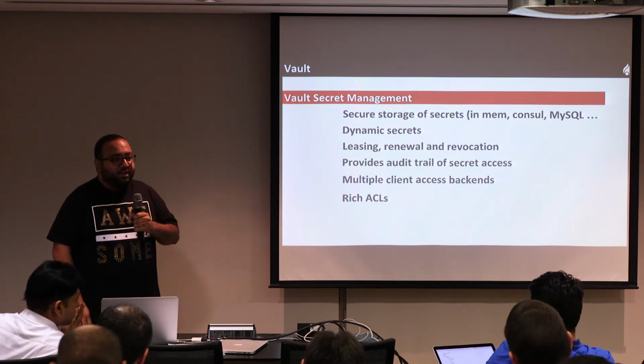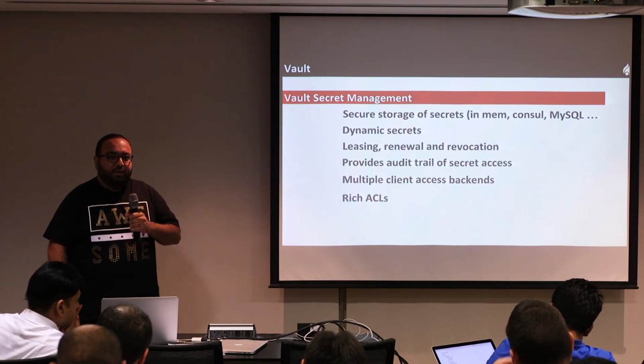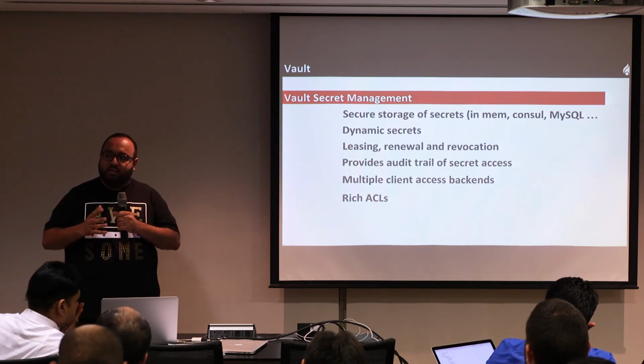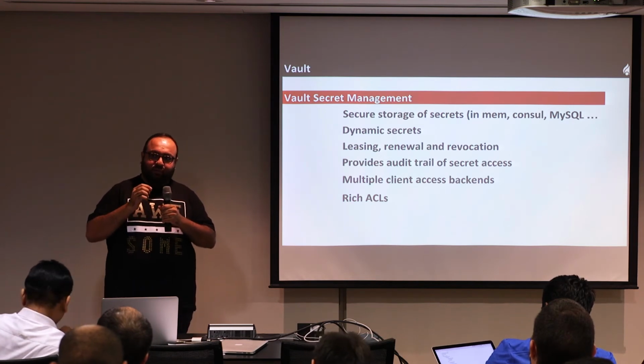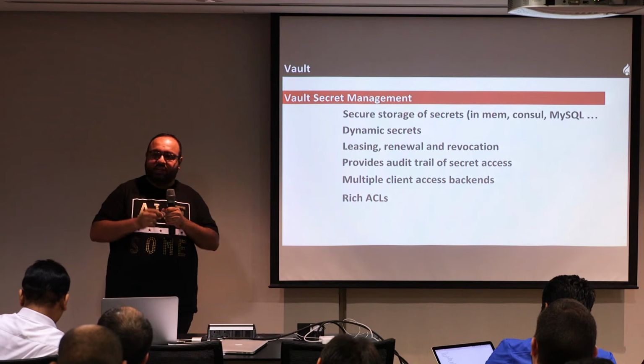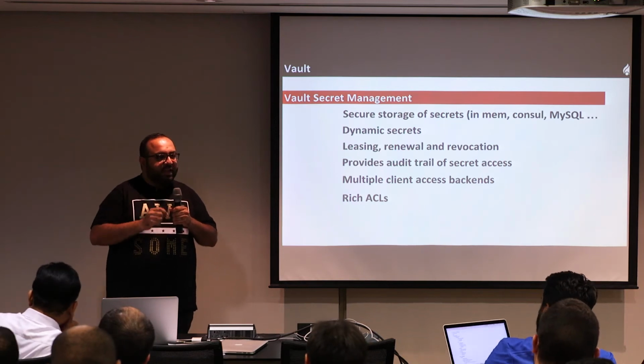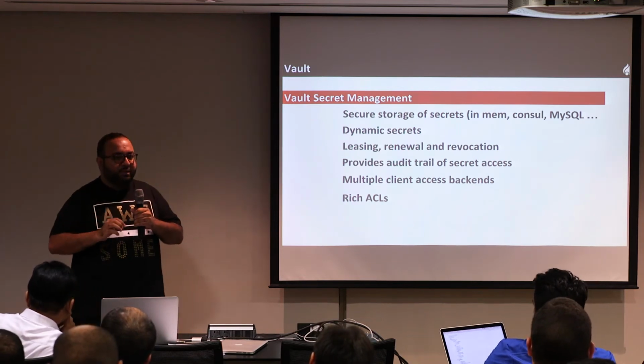And ACL, this is something: by default Vault is designed to deny everything. If you don't specify to allow a certain API key or a certain user with an ACL, nothing is allowed. Everything is by default denied.